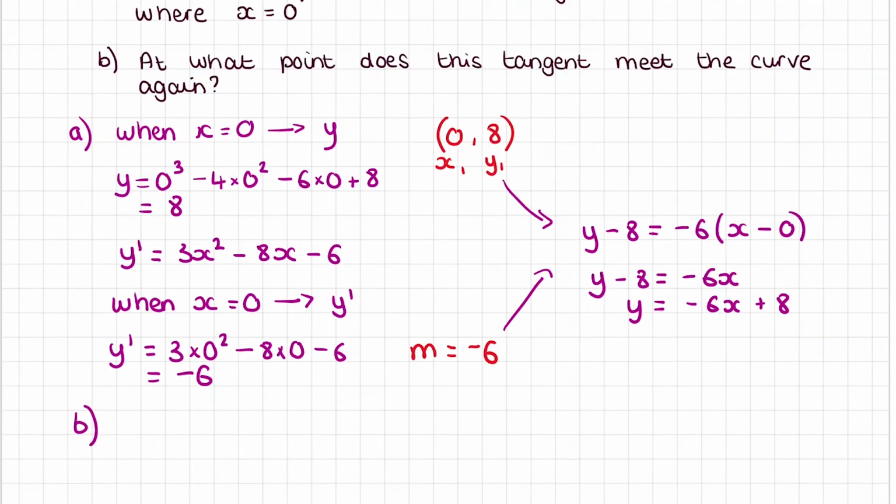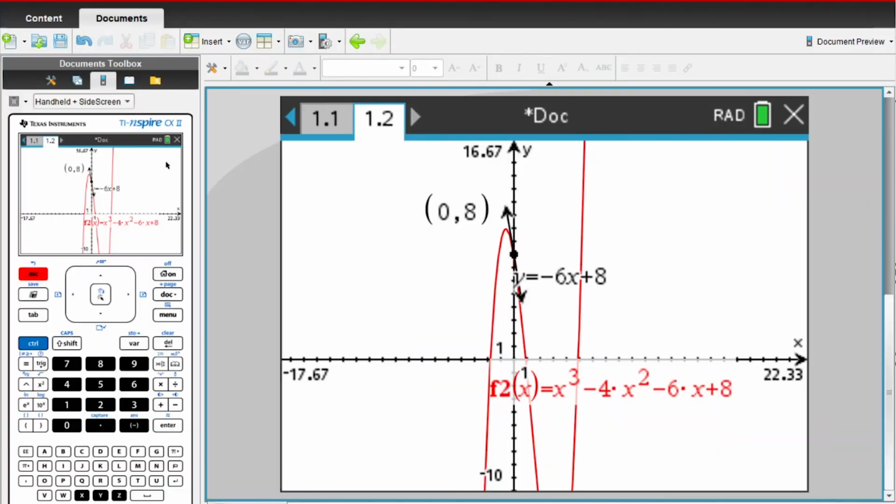Now part B of this question asks us what point does this tangent meet the curve again? So we're looking at when do these two lines meet. So when does the tangent line meet our original line? So we are wanting to know when x cubed minus 4x squared minus 6x plus 8 equals negative 6x plus 8. We're wanting to know when those two lines meet, and for this we will just do this on our calculator. So from here we need to graph that negative 6x plus 8 line.